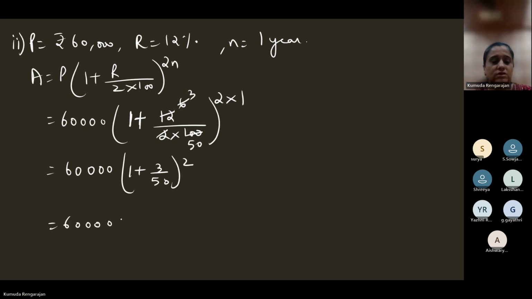60,000 into, so on taking the LCM, you'll get 53 by 50. So 53 by 50 into 53 by 50, because the whole square. So write it 2 times. Simplify this and tell me the value, children.